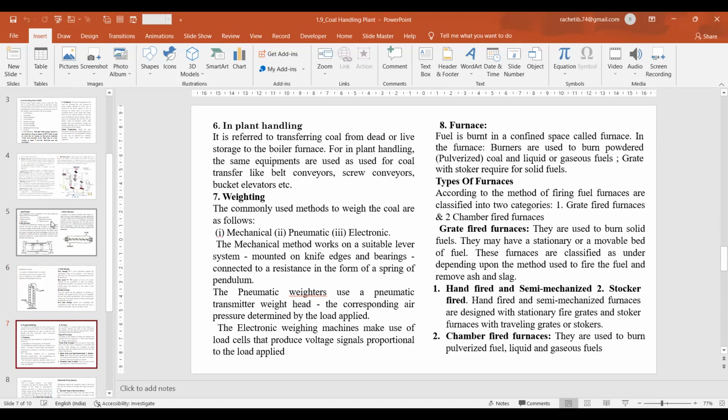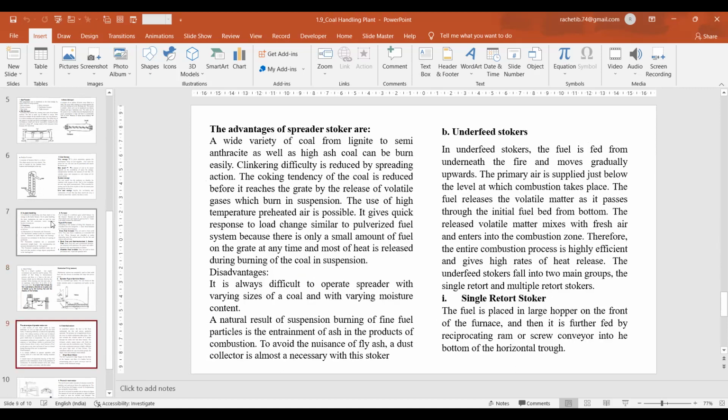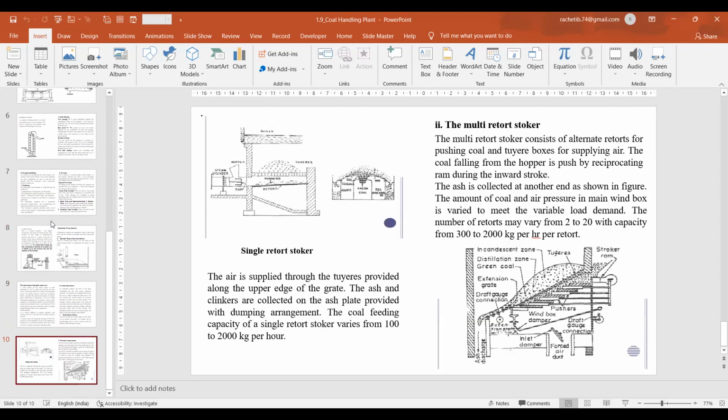Then we saw types of furnaces, mainly overfed furnace and underfed furnace. Again, there are so many types. Overfed includes mechanical stokers, and we saw spreader type and sprinkler type, and hand firing, and their advantages. Underfed stokers we saw: single retort stoker and multi retort stoker. So this is in brief about the last class.